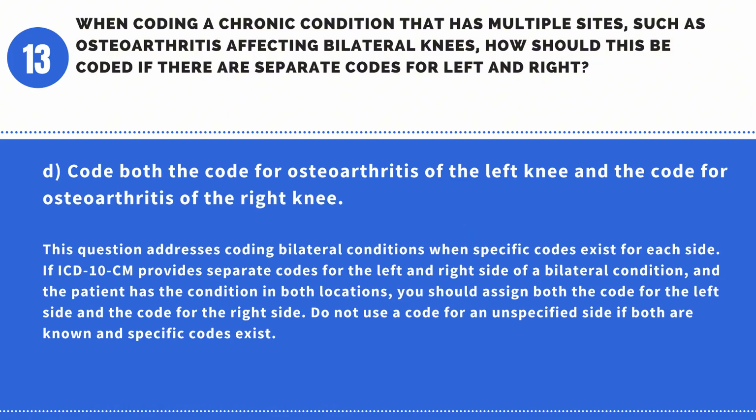Answer: D. Code both the code for osteoarthritis of the left knee and the code for osteoarthritis of the right knee. This question addresses coding bilateral conditions when specific codes exist for each side. If ICD-10 CM provides separate codes for the left and right side of a bilateral condition, and the patient has the condition in both locations, you should assign both the code for the left side and the code for the right side. Do not use a code for an unspecified side if both are known and specific codes exist.